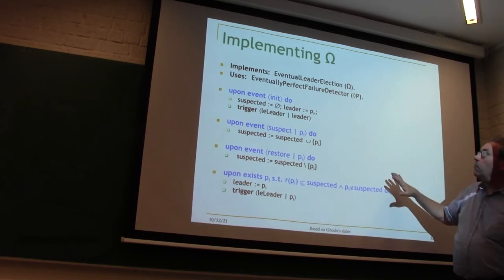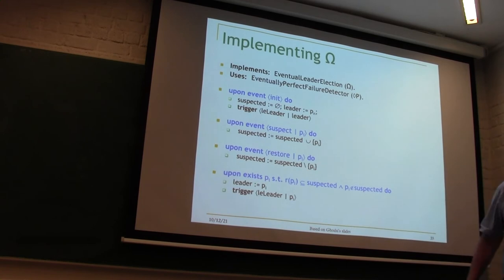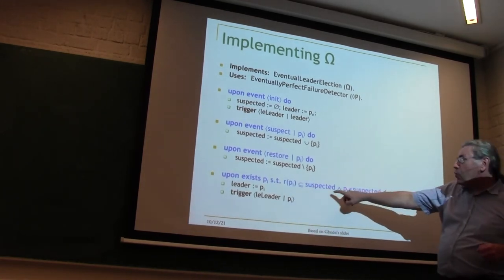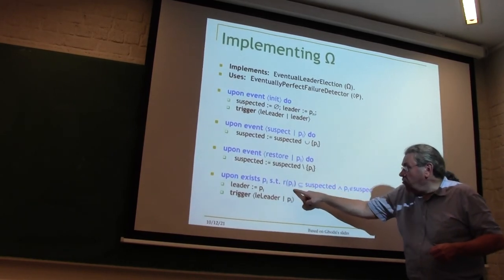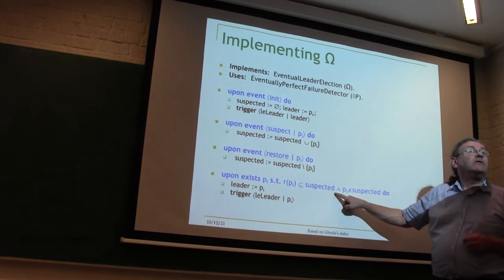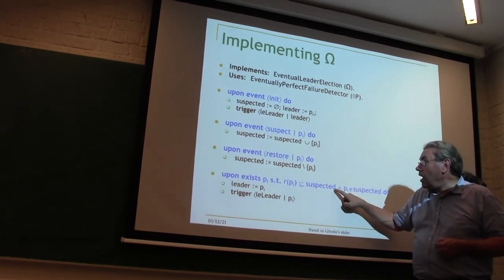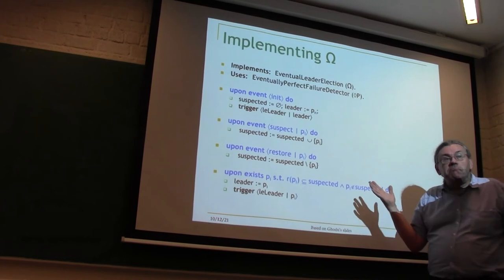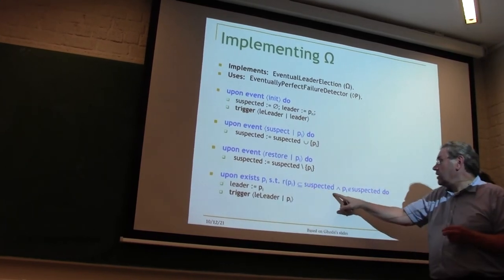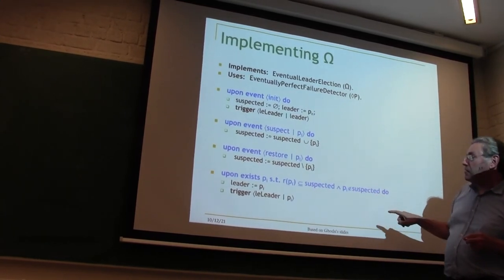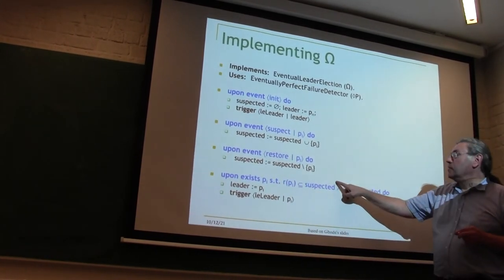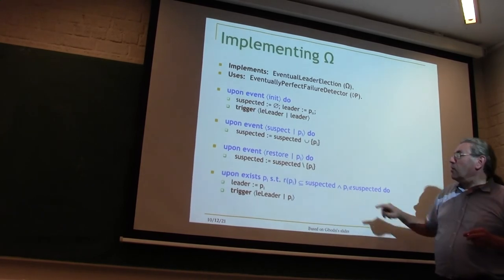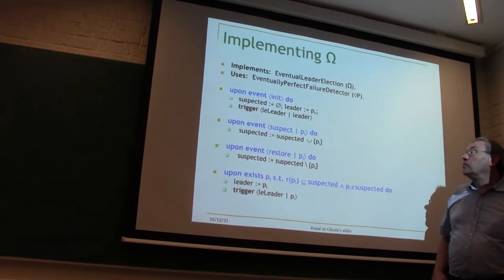But the code is simple. Well, that's at least one advantage. The code is almost the same. We find there exists a P_i such that all higher ranked nodes are suspected. Are they really crashed? Maybe not, but they're all suspected, and P_i is not suspected. That's the current leader. This might not be right in the beginning, because I might be suspecting wrong nodes, but eventually it will be right.